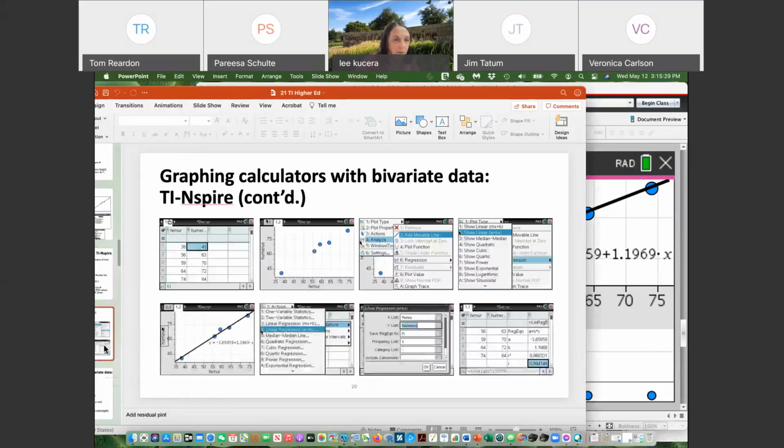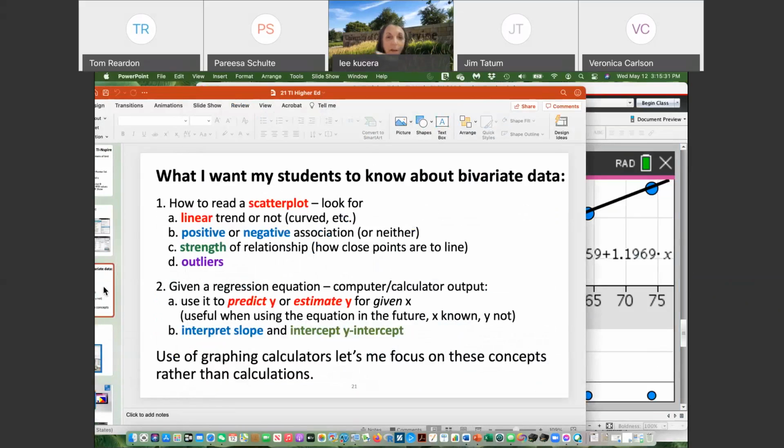Another thing, what I want my students to know about bivariate data is I want them to be able to read a scatter plot, which means I want them to look for the linear trend or not. So I want them to be able to quickly see a graph. I want to be able to talk about whether it's a positive or negative association, the strength of relationship, and any outliers. And the graphs help me do that. I can get my regression equations also very simply on here, and I can use them to predict y or estimate y, and then interpret my slope and y-intercept.